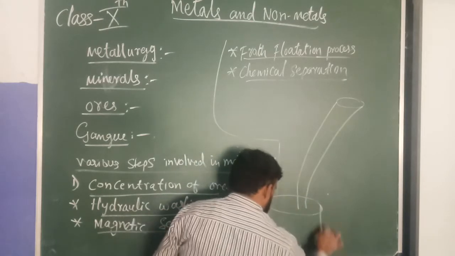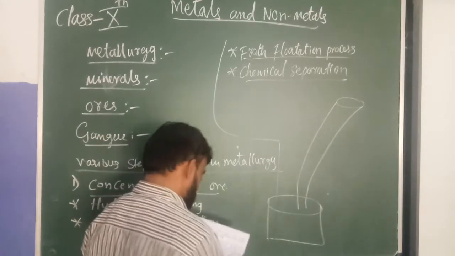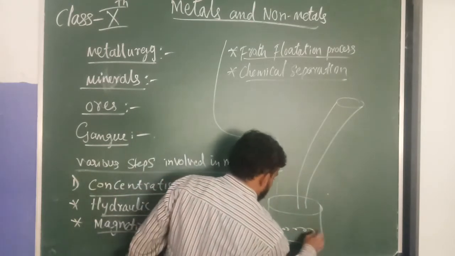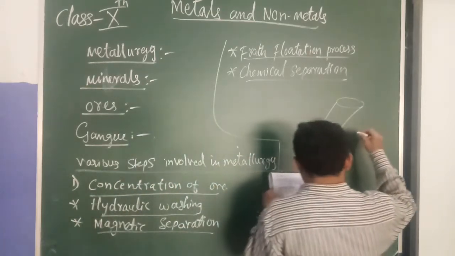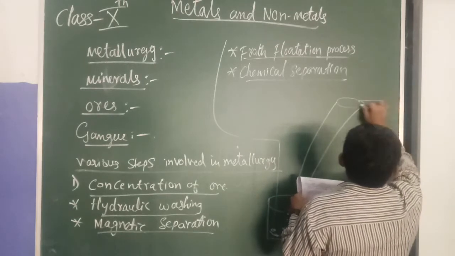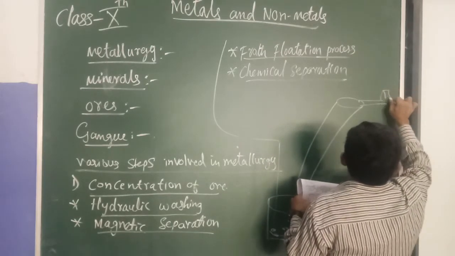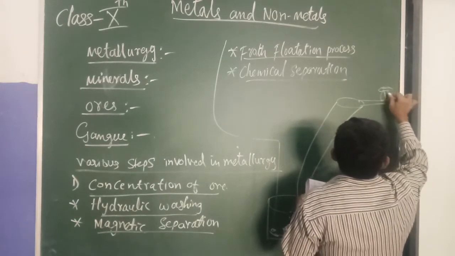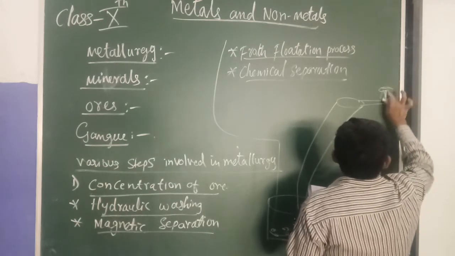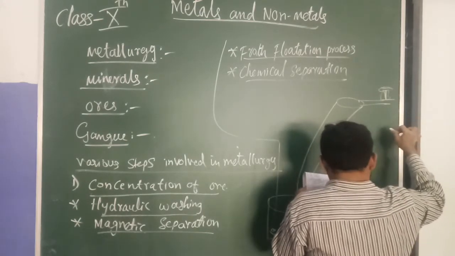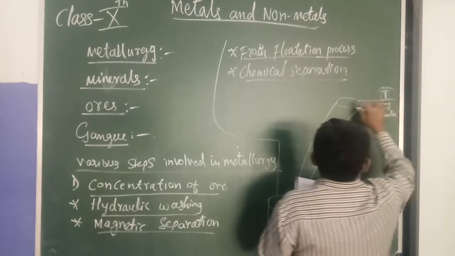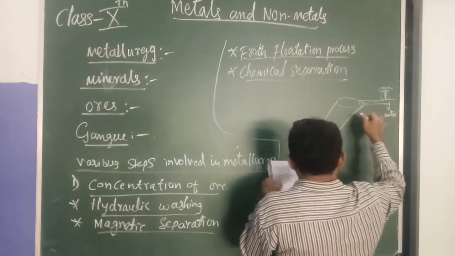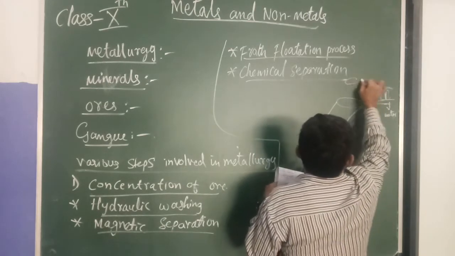This is the trough containing, this is for, and after that we have to take and make a funnel. This is connected to the tap. This is for water. Water is passing, and here is the funnel.